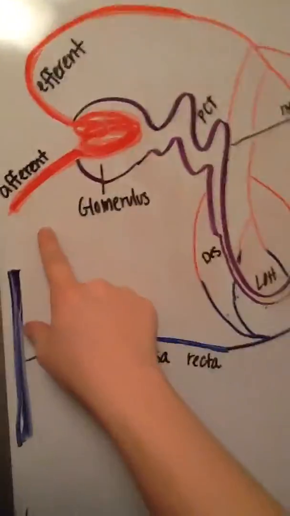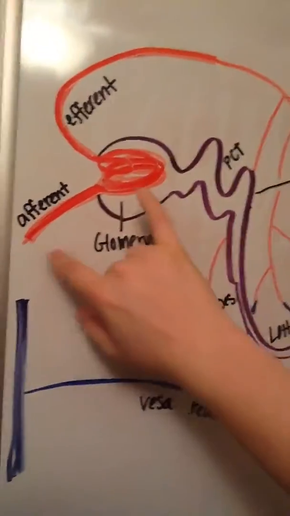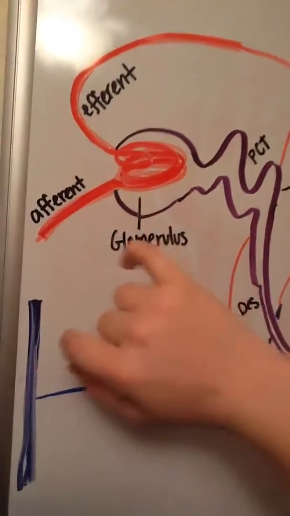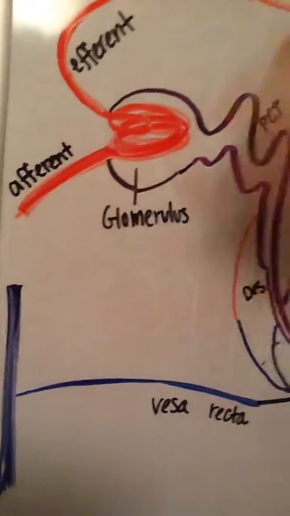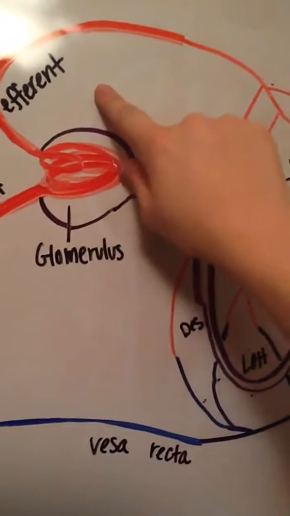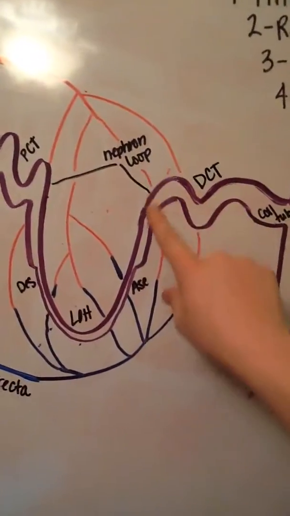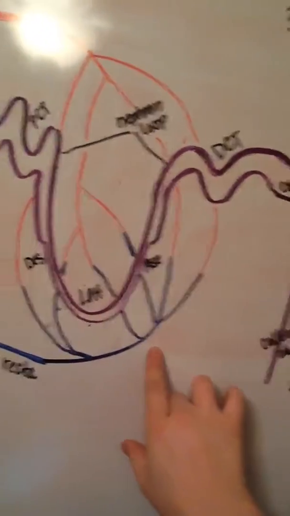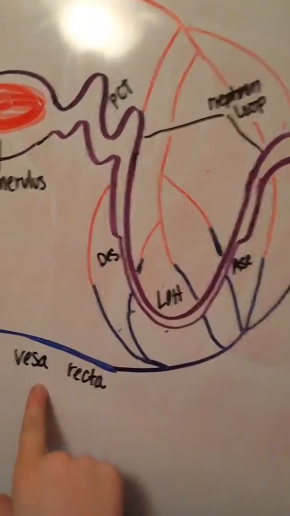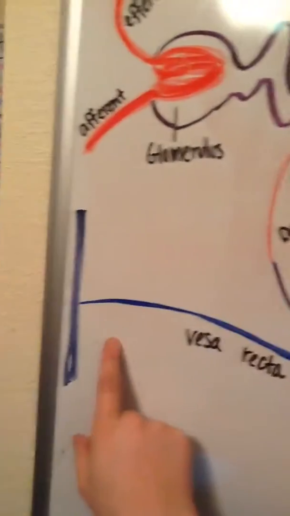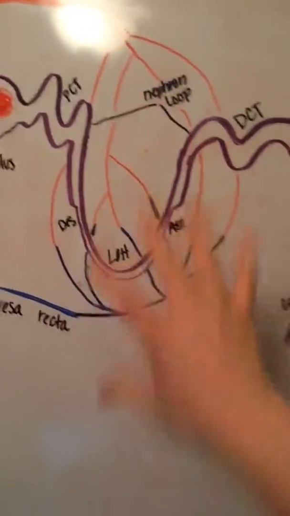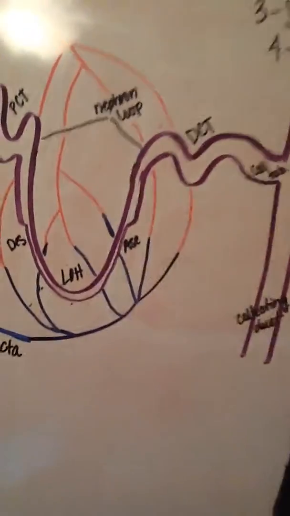Here are the afferent and efferent arterioles, which bring the blood flow into here, which is the arteries. Bring it around, which connect into the capillaries, which connect to the veins, forming the vasa recta, and then goes out here. So that is all of the blood flow for it.